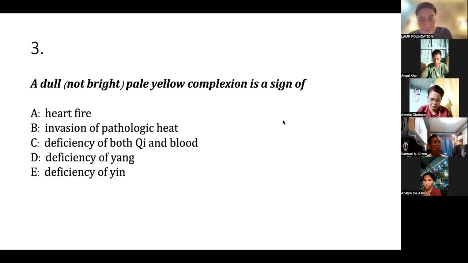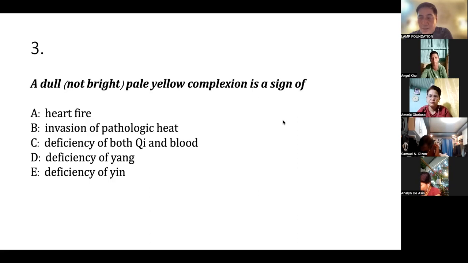Yang deficiency, they feel better after you put on layers of clothes. Kumutan mo lang yan, mawawala na yung lamig. Kaya dapat nagme-medyas sila. However, pag invasion, I'm sure you've all experienced getting sick one time, right? You feel there is chills, there is fever. Okay? What about yin deficiency?